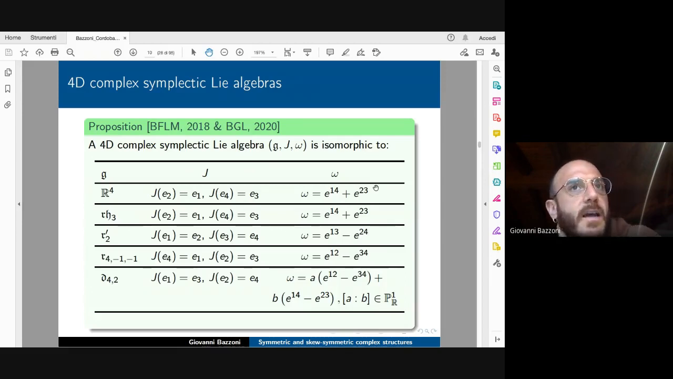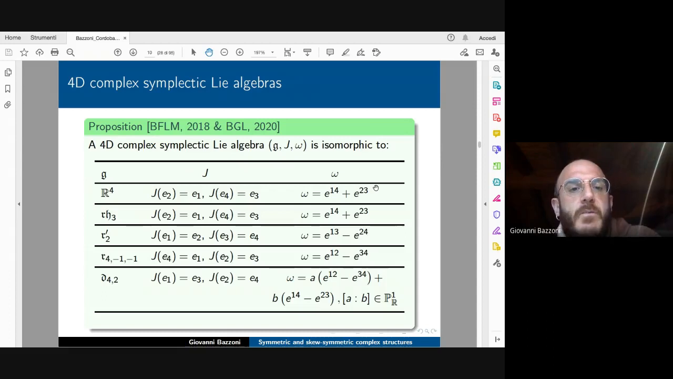So notice that there is a theorem saying that if you have a four-dimensional, that's important, symplectic Lie algebra, then the Lie algebra is automatically solvable. So that's why we care so much, especially in dimension 4, only about solvable, or more specifically, nilpotent.